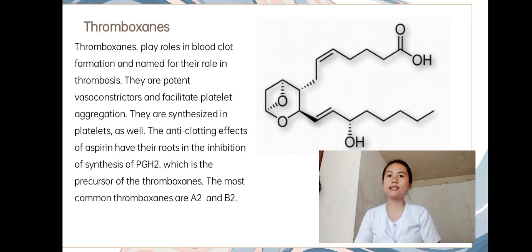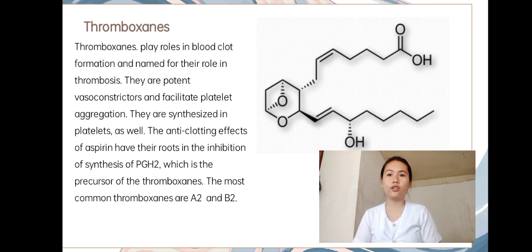Thromboxanes. Thromboxanes play a role in blood clot formation, hence the name from their role in thrombosis. They are potent vasoconstrictors and facilitate platelet aggregation. So, vasoconstrictors is mutabang siya pag-constrict.